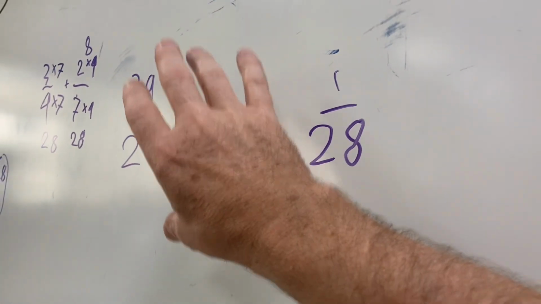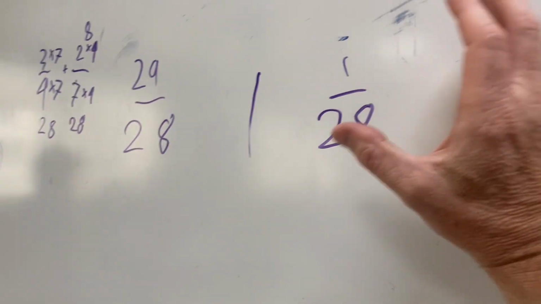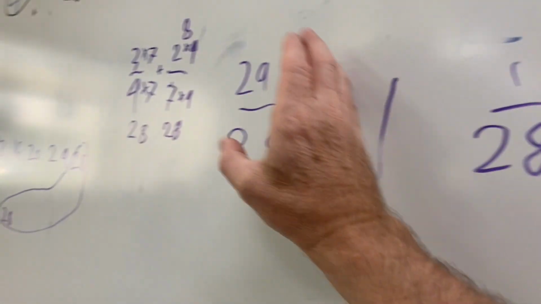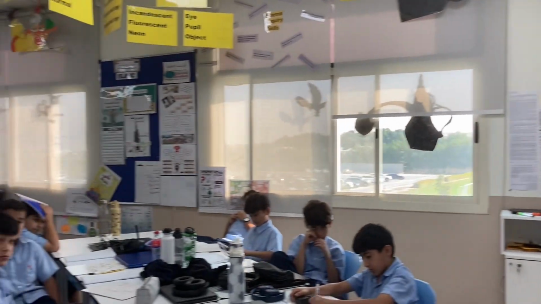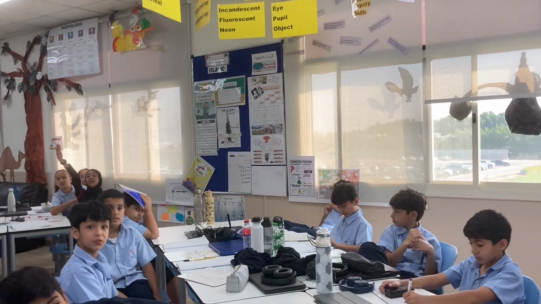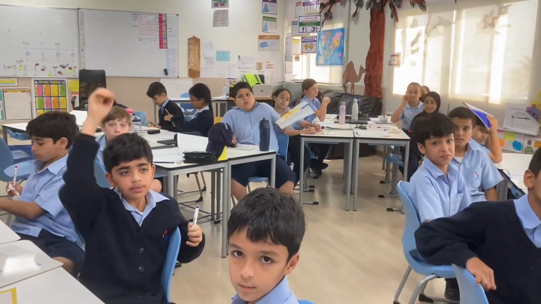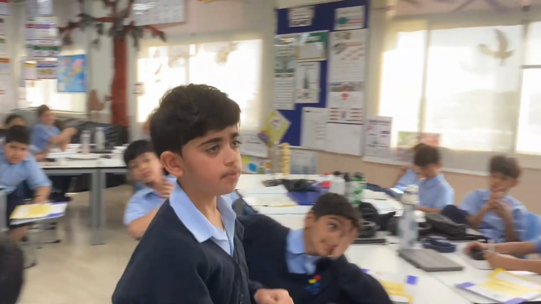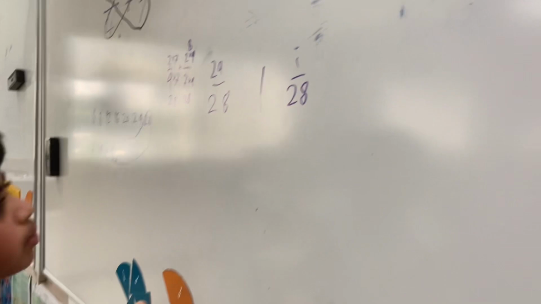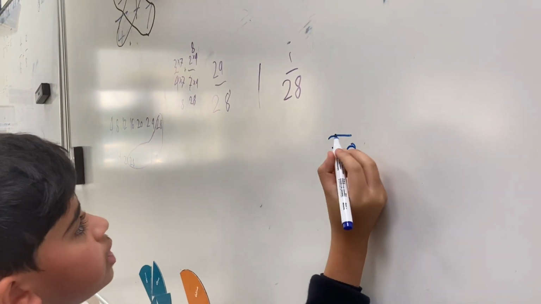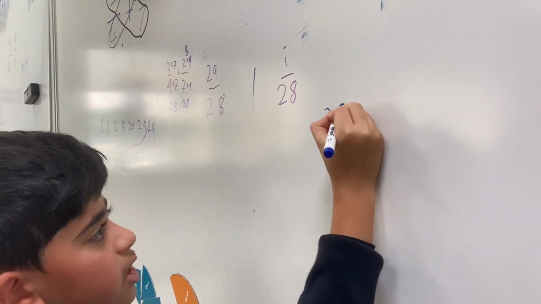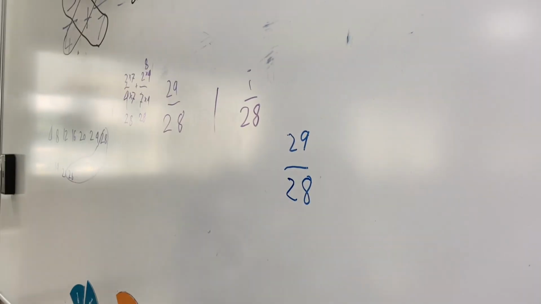So you've got a whole and some bits. Could we turn this back into an improper fraction? Anyone brave enough to have a go and explain that? Go on, Khalid. 28 times 1 equals 28. And 28 plus 1 equals 29. So, that looks like you've turned it.